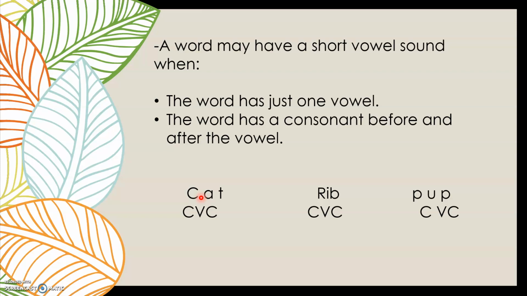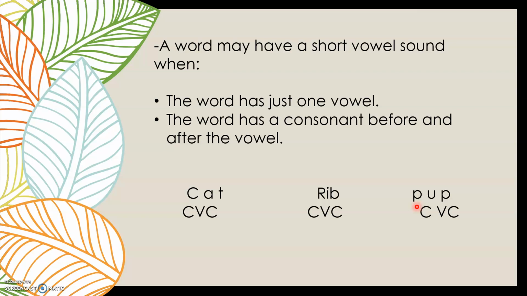So we pronounce the A as a, a, a. So the word is cat. It follows the CVC pattern. For example, rip. It follows the CVC pattern also, like for example, pup. So this is the rule. This is the most important rule. The rule says that the word may have a short vowel sound when the word has only one vowel.